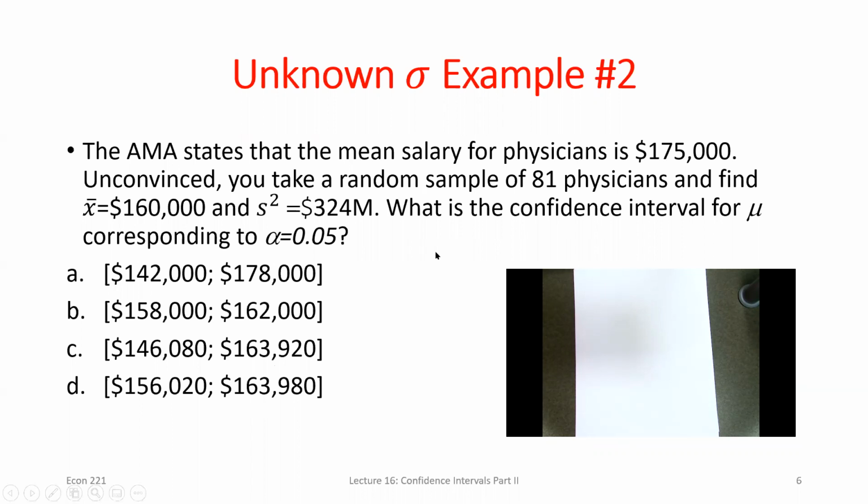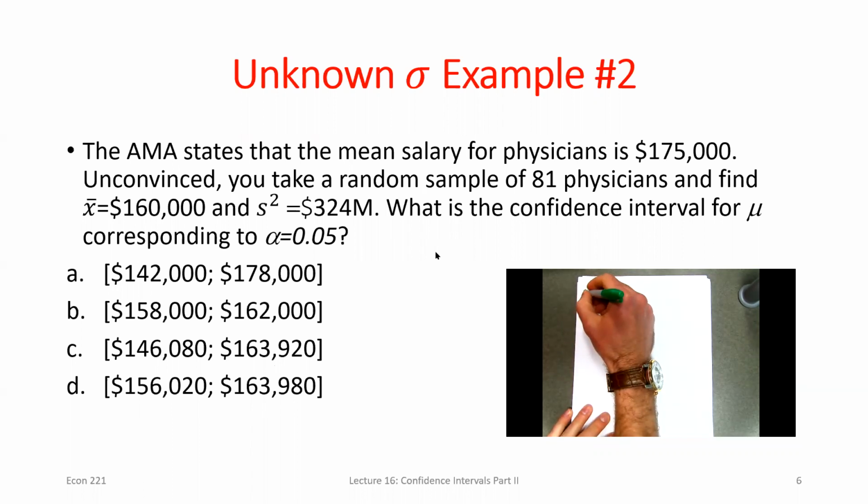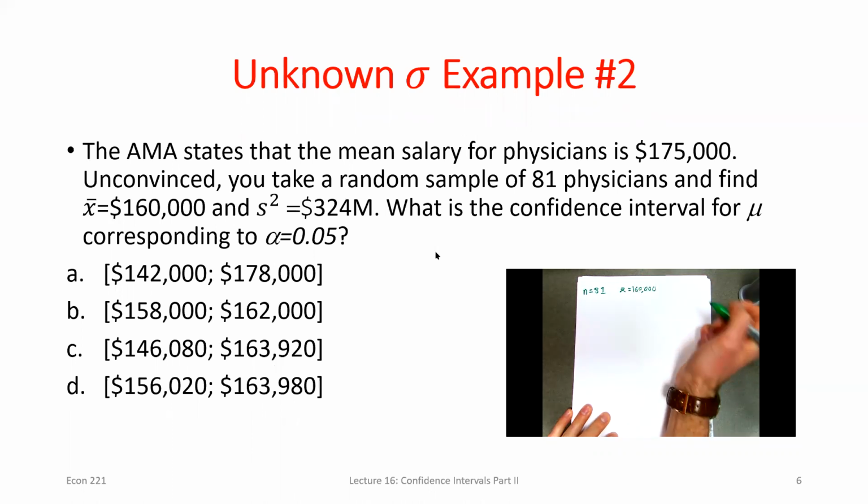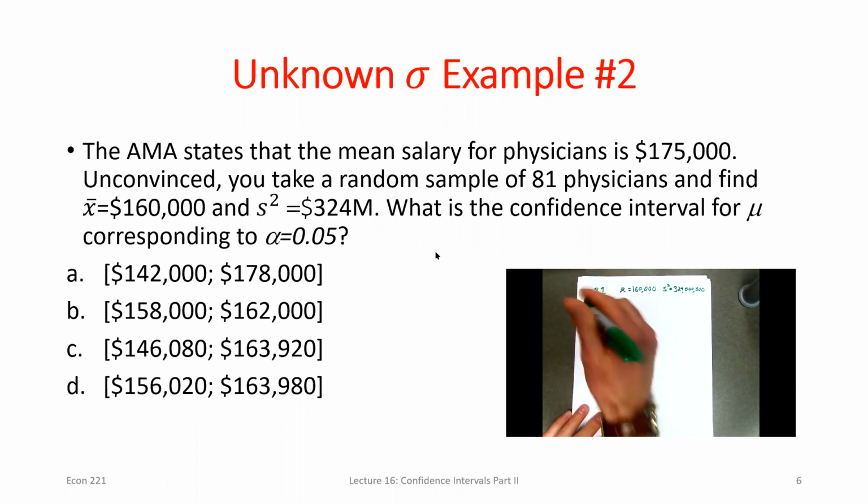So let's say the American Medical Association says that the average salary for physicians is $175,000. You feel like that's too high. You take a sample of 81 physicians and you find a sample mean salary of $160,000. You also calculate a variance from that sample and it's $324 million. Okay. And I'll blow this up here in a second, just jotting down what we were given.